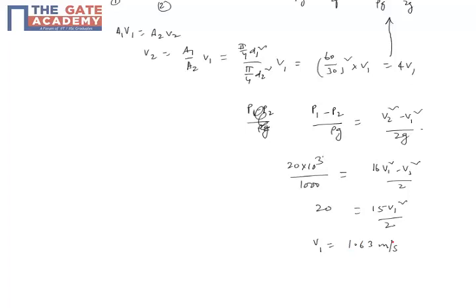So the answer is 1.63 meters per second. That is the velocity of the flow in the pipe at section 1, which is a uniform diameter section.